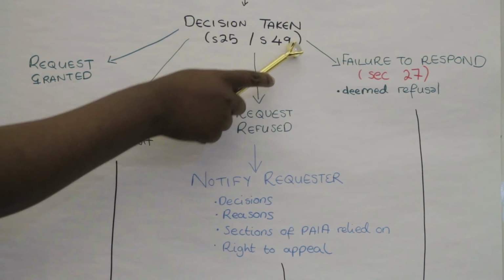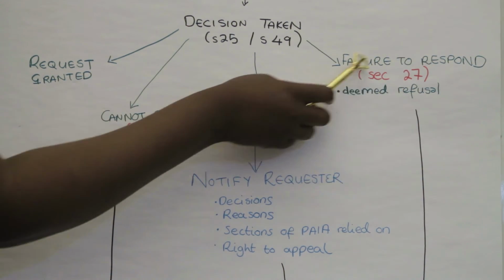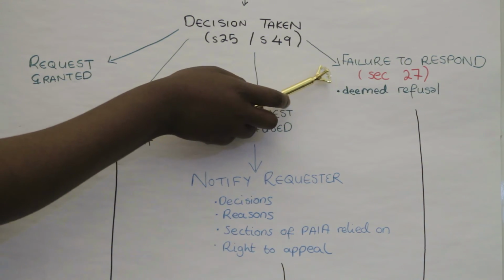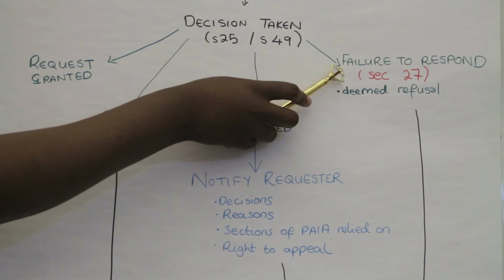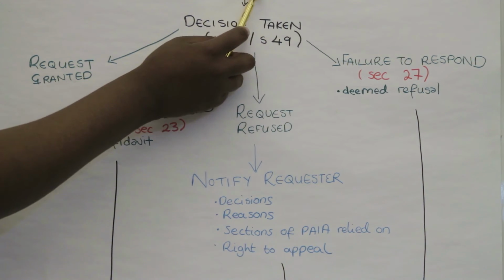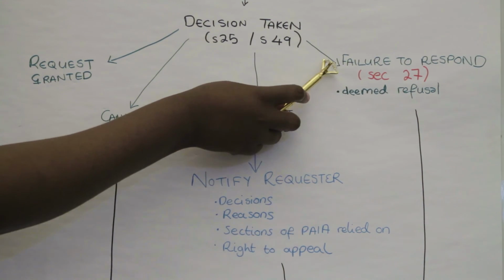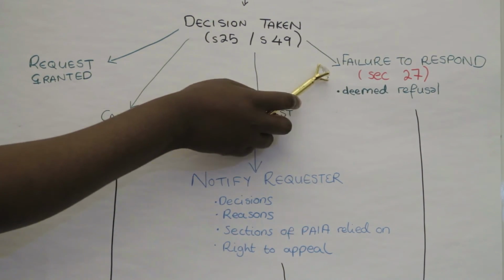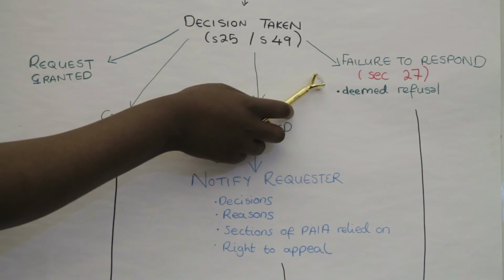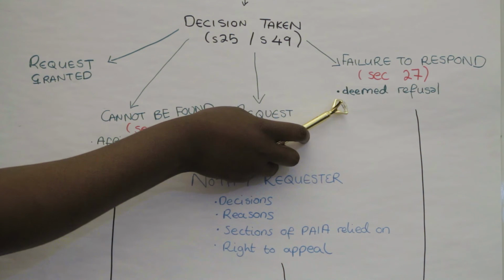And the last and very unfortunate way in which a decision can be taken is in terms of Section 27 of PAIA, where the information officer completely fails to respond to the PAIA request at all within the 30 days of submission. This type of refusal to respond is deemed a refusal in terms of PAIA. This means that by failing to respond, the information officer has essentially denied access to the requested records.